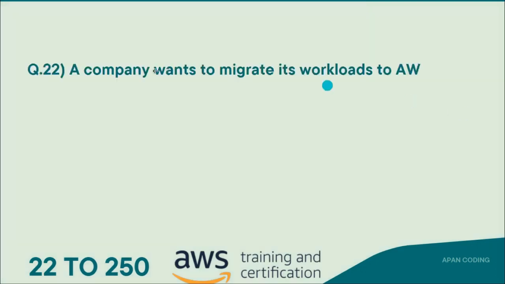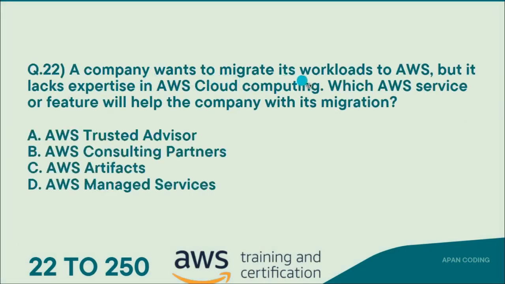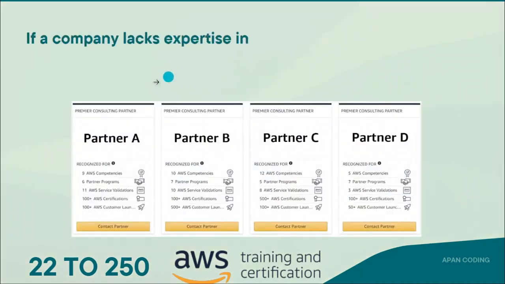Alright, now move on to the next, friends. Question number 22. A company wants to migrate its workload to AWS, but it lacks expertise in AWS cloud computing. Which AWS service or feature will help the company with its migration? Which one, friends? Because this company wants to distribute its workload. Who will help? AWS consulting partners. They will help, and I will show you which types of plans in the next slide.